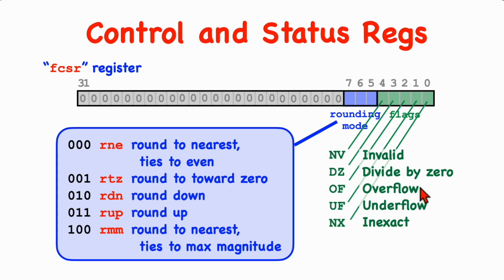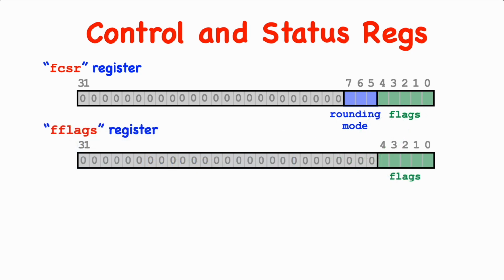We have a bit for overflow, and we have another bit that is set if an underflow occurs in a computation. And finally, we have a bit that is set if a result that is exact cannot be represented with the given precision. And so there's also a register called FFLAGS, and that contains the 5 floating point flag bits. And this is a separate register, but the bits that it contains are exactly the same bits.